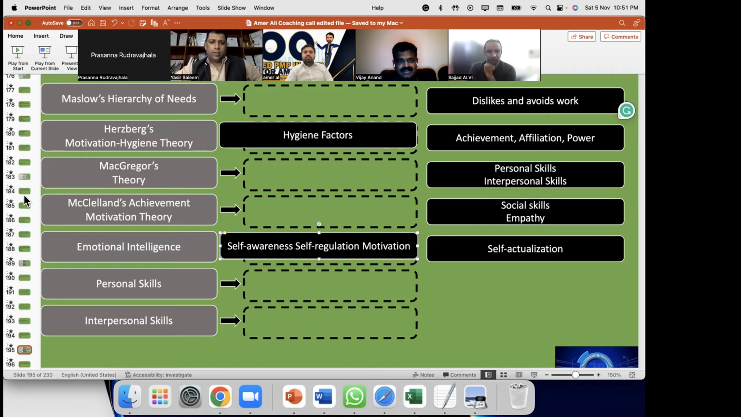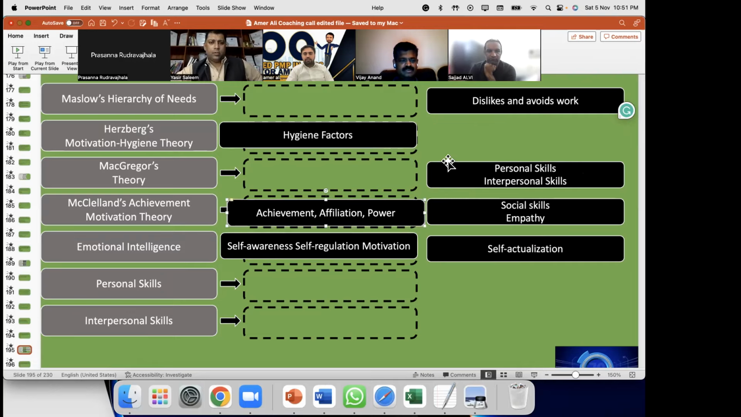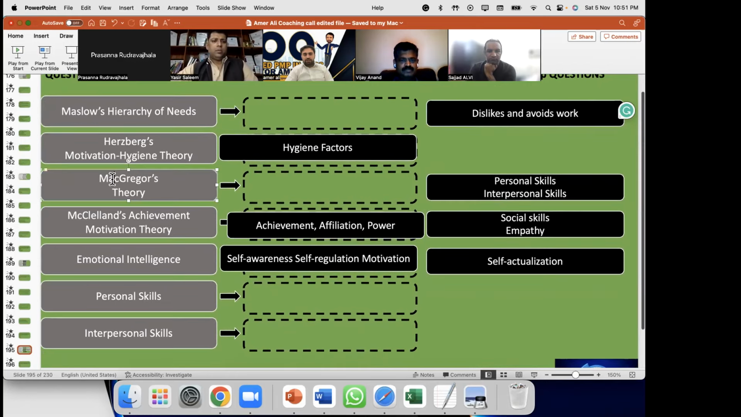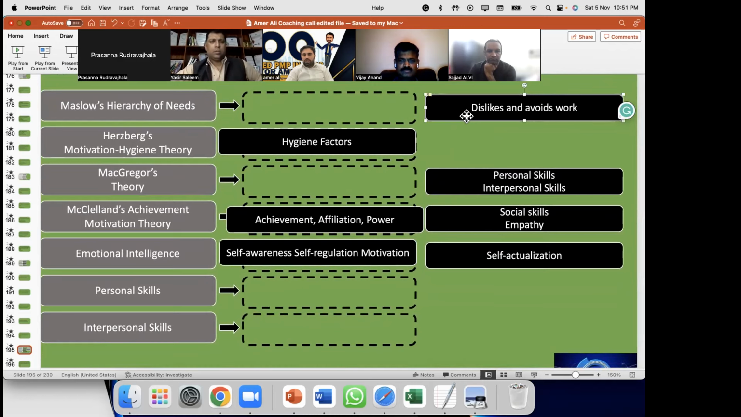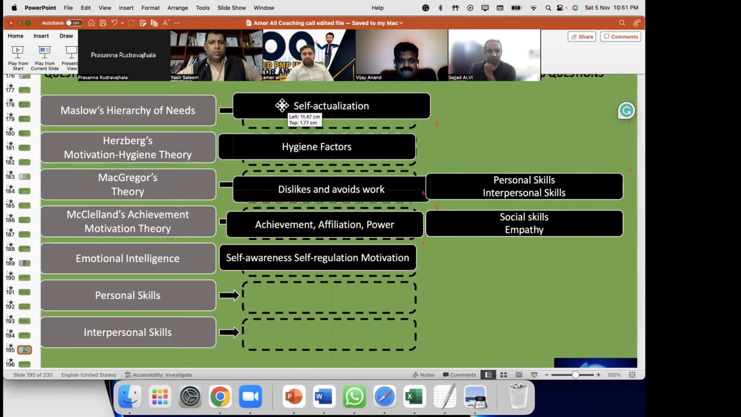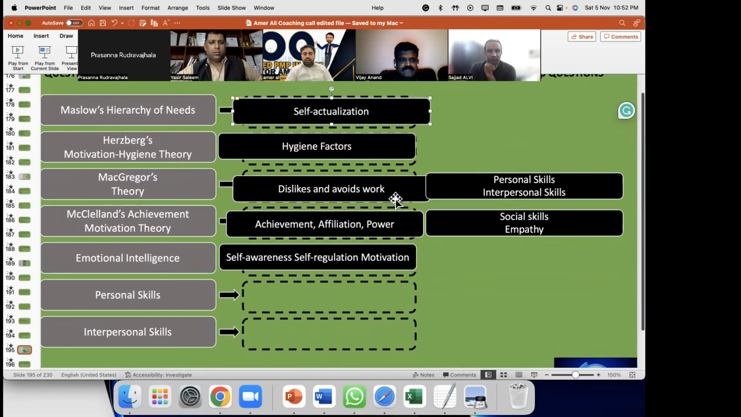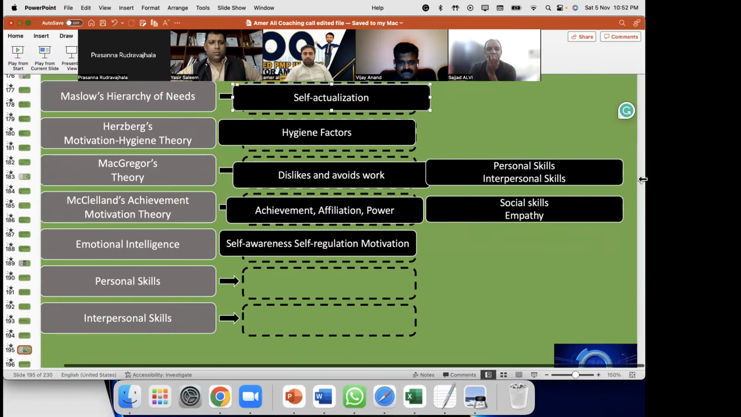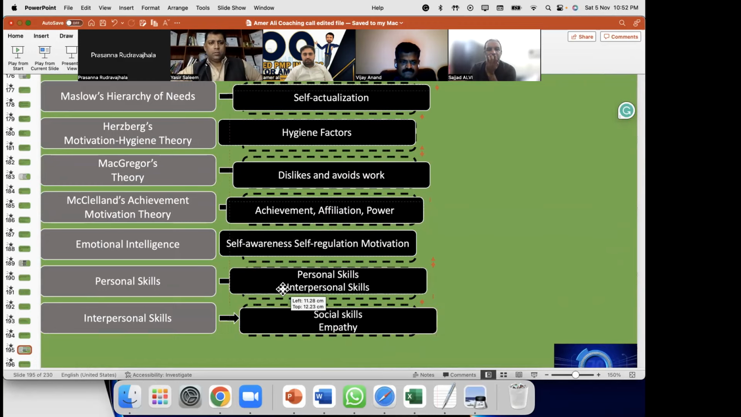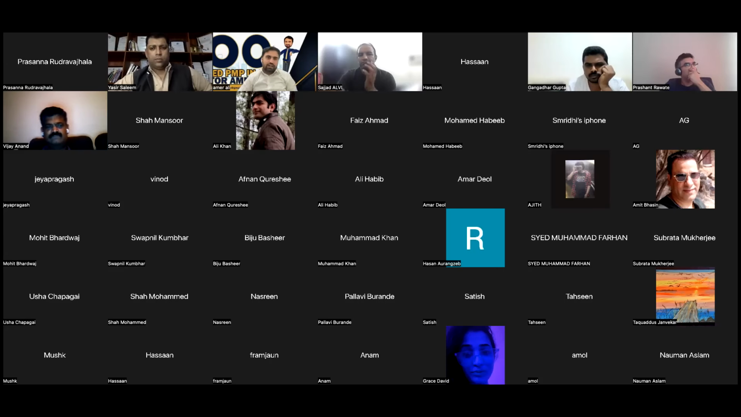McClelland's theory, I forgot actually. McClelland's is power, affiliation, achievement. It is an easy one here. People that hate or like work: what is theory X and theory Y? That is McGregor's theory X and Y. People do not like to work, that is theory X, and theory Y. Maslow's hierarchy of needs has the highest thing as self-actualization. Okay, and I told you one option is wrong. So in interpersonal skills, social skills and empathy will come, and personal skills will come this time. It was not a difficult one here. At least 4 or 5 are not difficult.